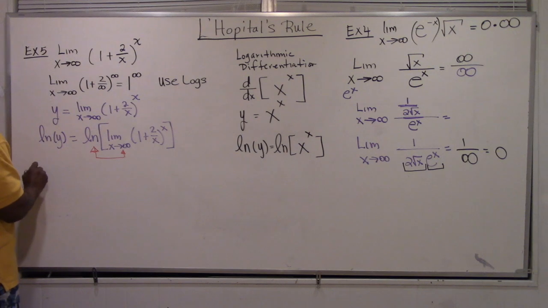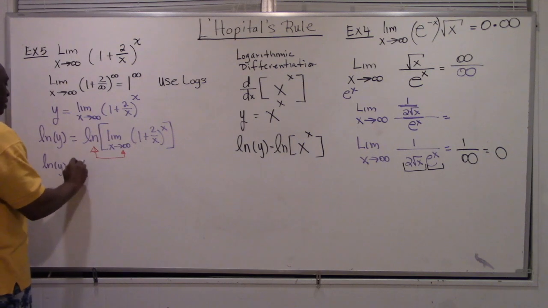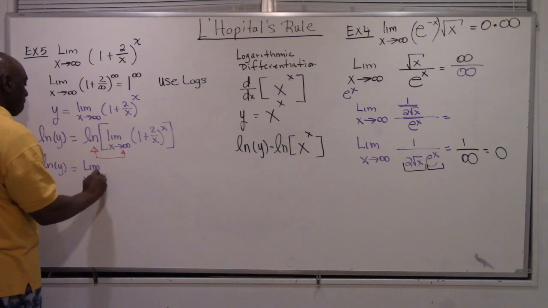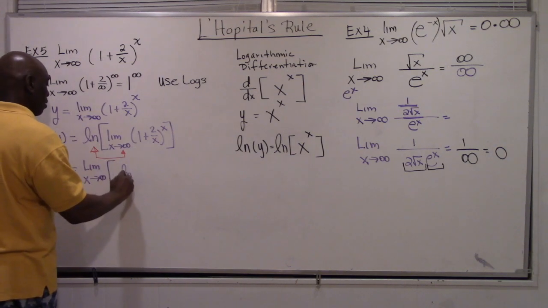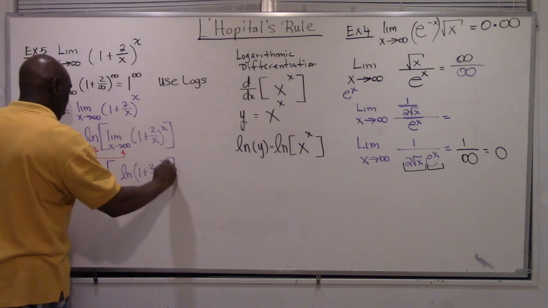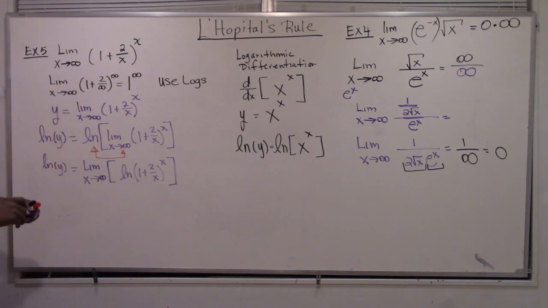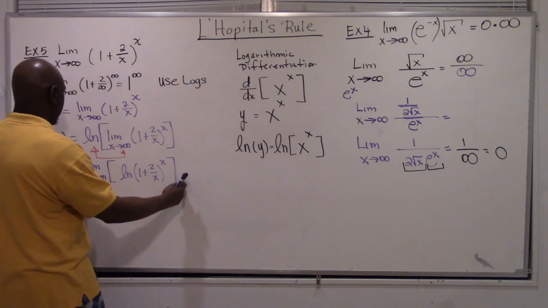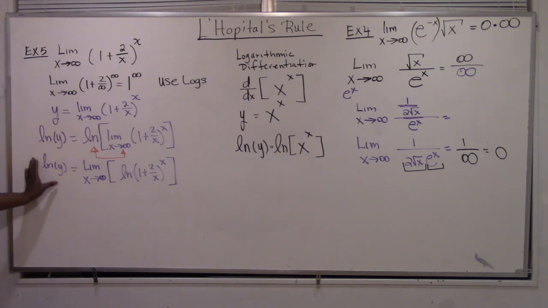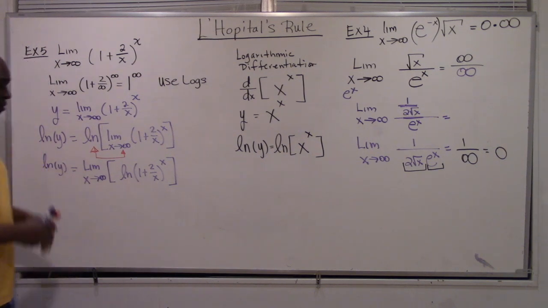So we can write it as the natural log of y equals the limit as x goes to infinity of the natural log of (1 plus 2 over x) to the power of x. Still a continuous function here, so this is okay. Now all of the work is going to happen on this right side. This natural log y, I'm just going to keep bringing it down. I'm not going to do anything on this side. Everything happens right here.